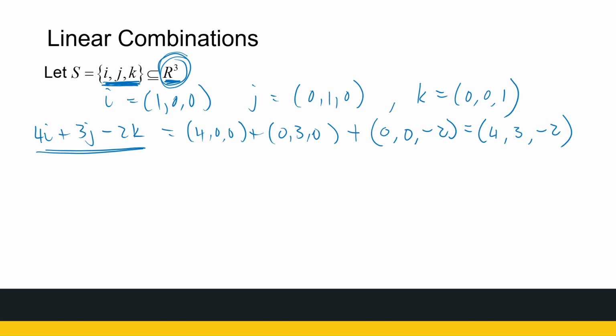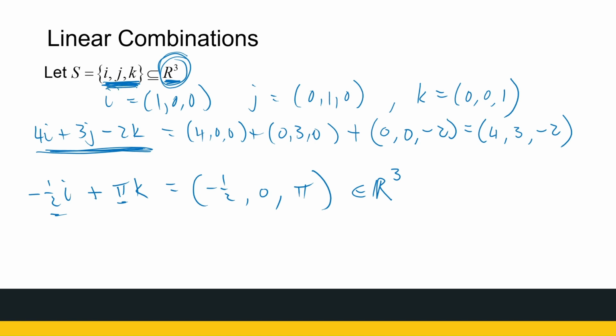So we can take any linear combination. I can say minus a half i plus pi k, where these are both real numbers. That would be the vector (-1/2, 0, pi), which again is an element of R3. So linear combinations, that's what we mean: some scalar multiple of the first one plus a scalar multiple of the second one plus a scalar multiple of the third one. But just to remind you, the set S only has those 3 elements in it. It isn't a vector space, but we know R3 is a vector space.